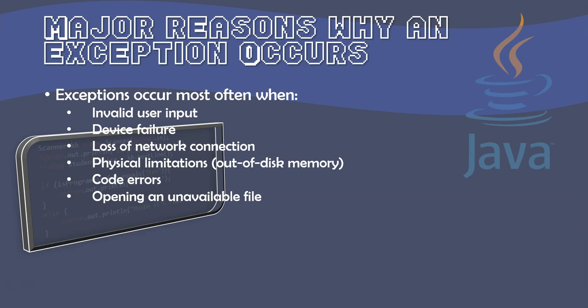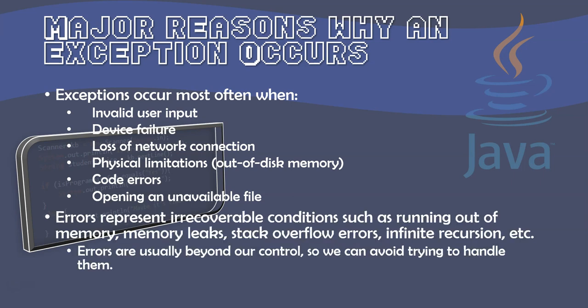Physical limitations such as running out of memory, coding errors, or even opening an unavailable file, which of course we've seen when we worked a little bit with file input and output. Now, errors represent irrecoverable conditions such as running out of memory, memory leaks, stack overflow errors, and infinite recursions, etc. Now, errors, unlike exceptions, are things that are beyond our control, so we would typically try to avoid handling them. All right, exceptions, these are things that we can handle. Errors, you have to develop a better algorithm for. So, for example, if you're looking at infinite recursion, did you develop an algorithm that's going to be handling that correctly so that you don't run into that as an error?